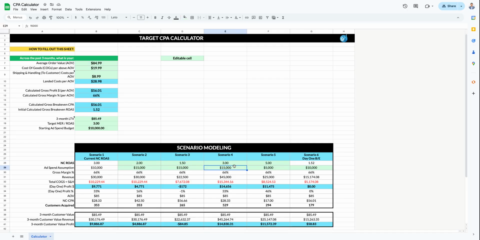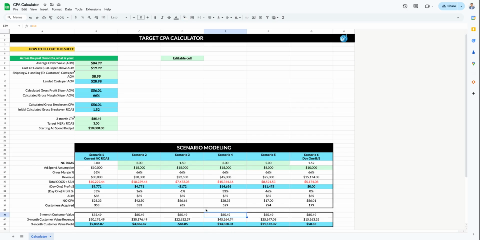So what if we wanted to actually take scenario number 1, where we had a target ROAS of 3, but instead of spending 10,000, we spent actually 15,000. Okay. This means that we would actually get 14.6K in day 1 profit, which would then equal 14.8. Okay. So let's pause here.